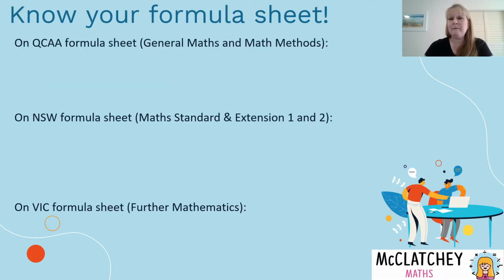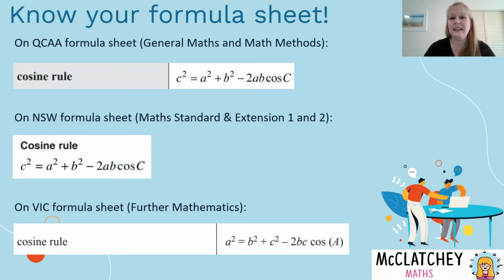So once again, it's important to know what's on your formula sheet. If you're in Queensland, New South Wales or Victoria in Australia, you get one that looks a bit like this. You'll notice that for Queensland and for New South Wales, our cosine rule looks identical. If you're in Victoria, they use the same letters, A, B and C, they just have them in a different order. Doesn't really matter, because when you're adding numbers together, it doesn't matter what order you add them in. So a, b or c doesn't really matter.